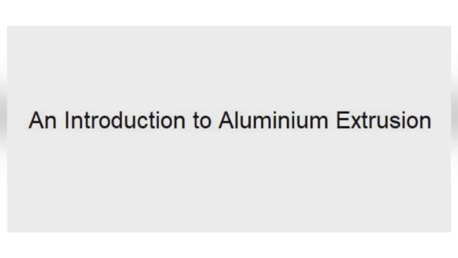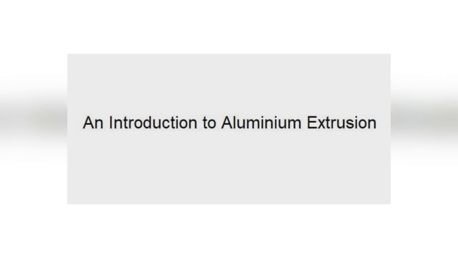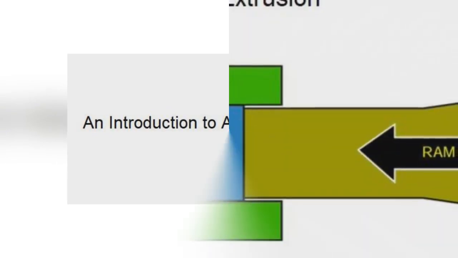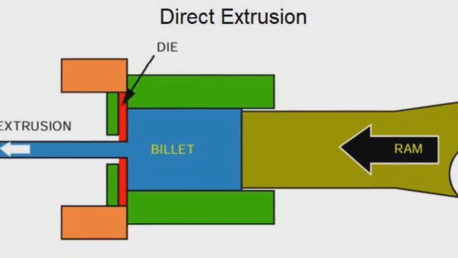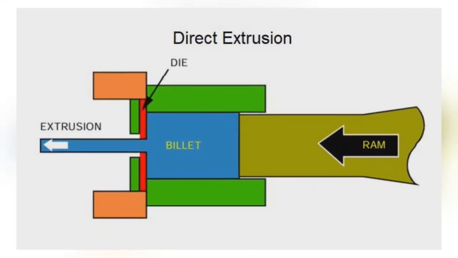Welcome to aluminium extrusion, a key manufacturing process in producing structural components. Extrusion typically involves pushing a cylindrical billet through a die in a process known as direct extrusion. This results in sections that can be used in long lengths or cut into shorter pieces for various applications.